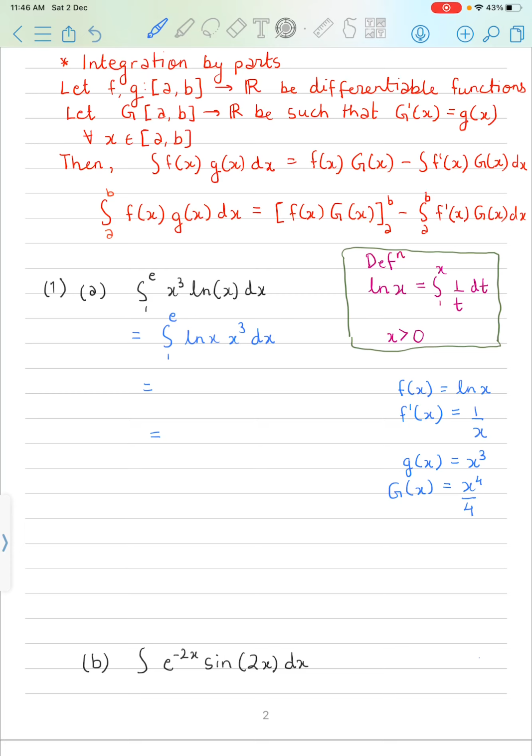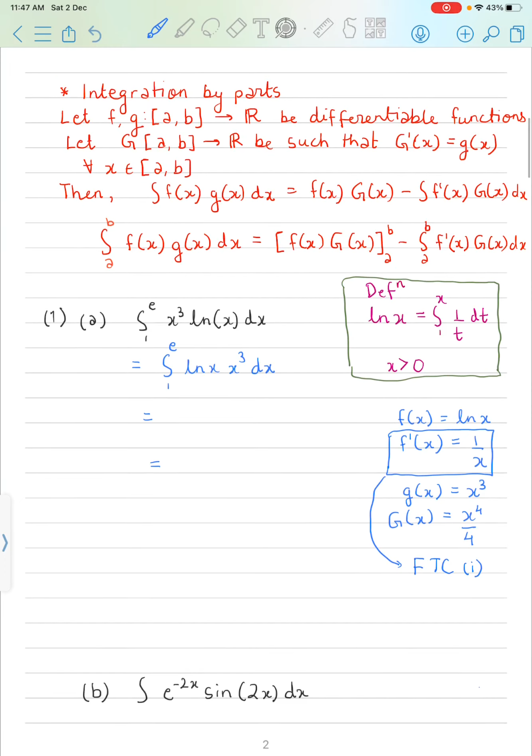And why is f dash x 1 by x? This is because ln x is equal to the integration of 1 by t dt from 1 to x, and then if you differentiate it, this directly follows from FTC, the fundamental theorem of calculus. If you see the statement, you will get it. FTC part 1, I think. So this follows directly from FTC. So now let's write it.